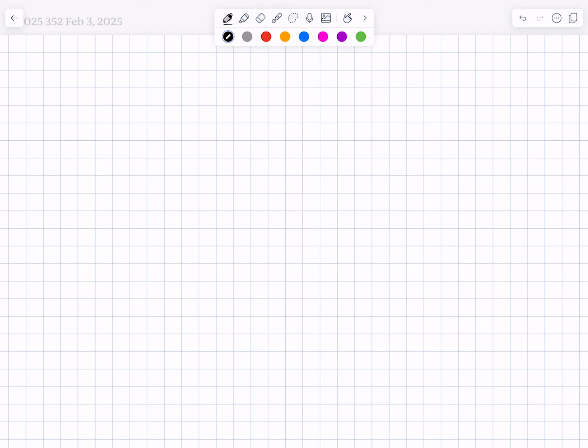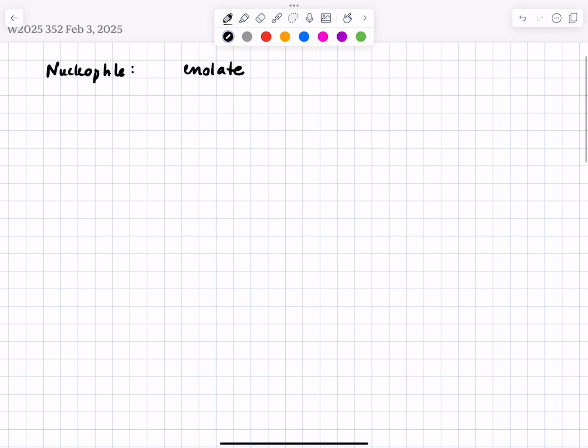Yeah. The new nucleophile is going to be called an enolate. So what is an enolate? Well, here is a carbonyl compound. And we've mentioned before that protons that are alpha to carbonyls are more acidic than a typical sp3 hybridized carbon-hydrogen bond. In fact, the pKa for a proton alpha to a carbonyl is around 20.